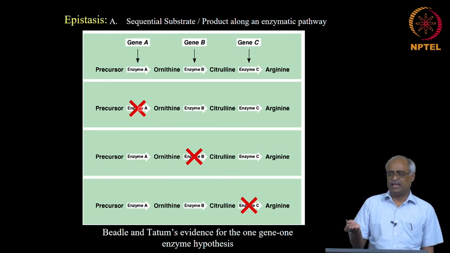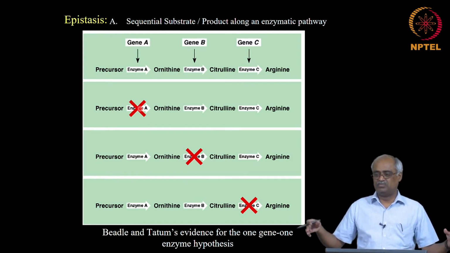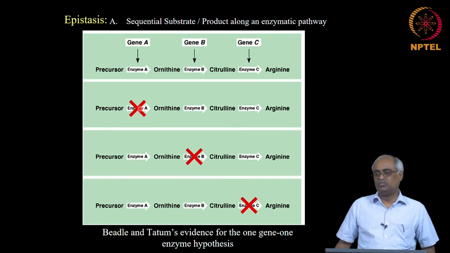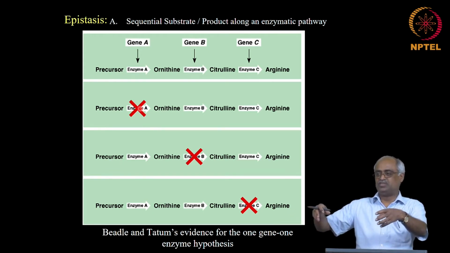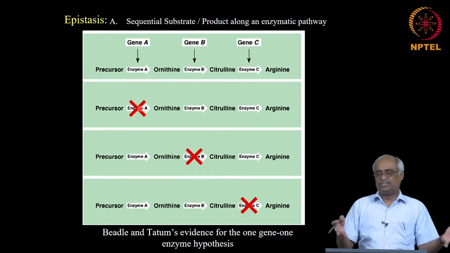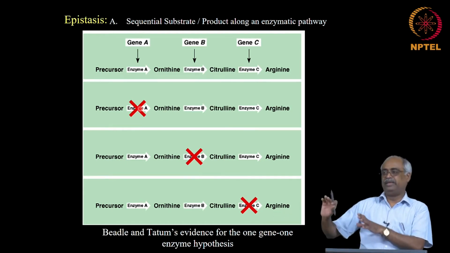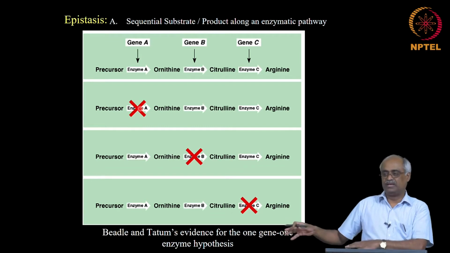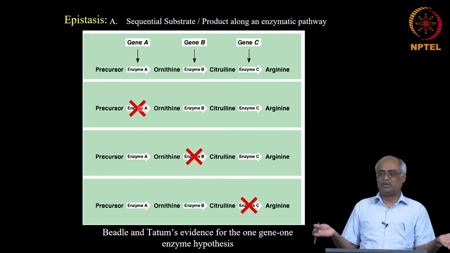Let us say you have an automobile manufacturing assembly line. The initial step, somebody brings the body parts and puts them together, then somebody mounts the engine, and then somebody fits the wheels. Now, if the body part assembly workers have not come, then the rest of it cannot happen. Although the rest of the machinery and workers are all there, you are not going to make a car. So, the first part is essential, and therefore that is epistatic if it is not there.